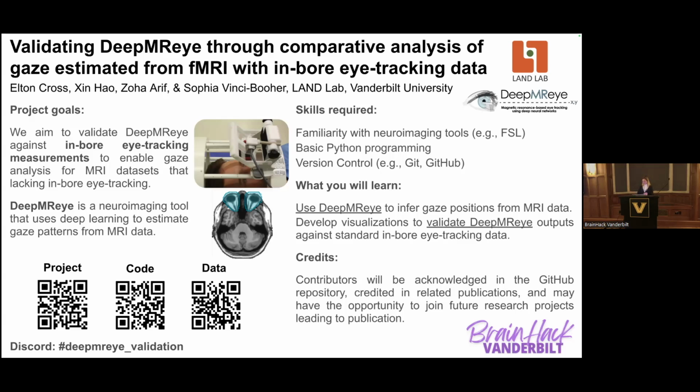And that's it. That's our project. And together we can help validate an alternative method for obtaining eye tracking data in fMRI scanning and advance our collective knowledge of neural correlates and gaze behavior. You'll become experienced in using both eye tracking and fMRI data. It's very exciting. I hope that you guys are interested in joining us, and we're looking forward to working with you. Thank you.